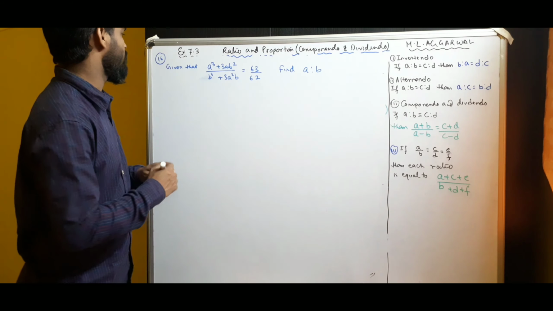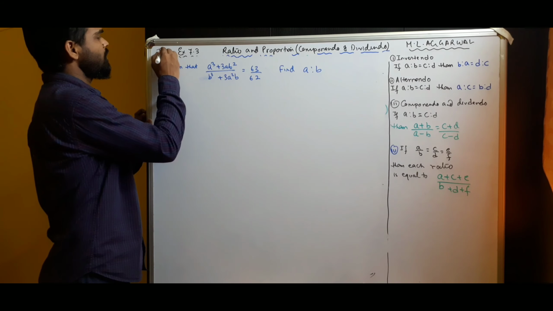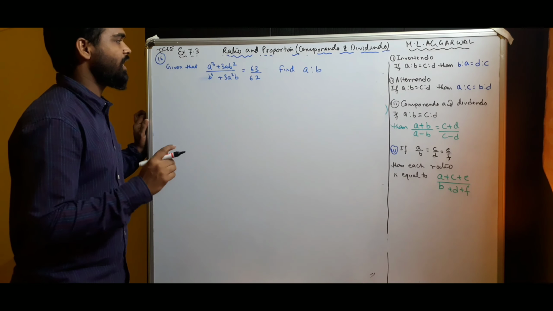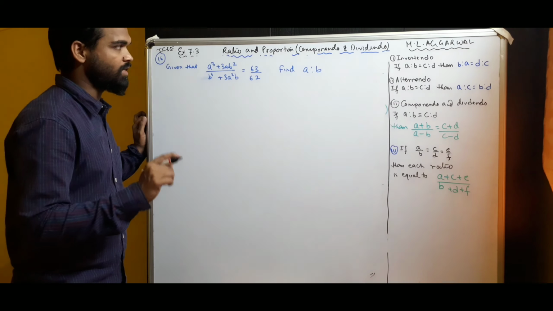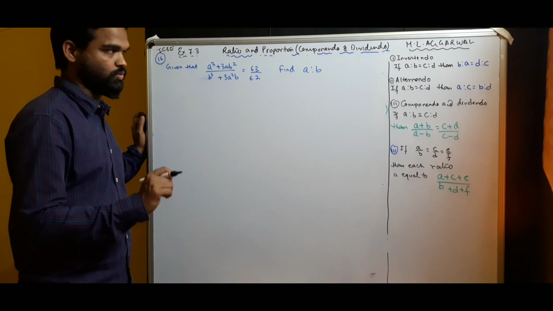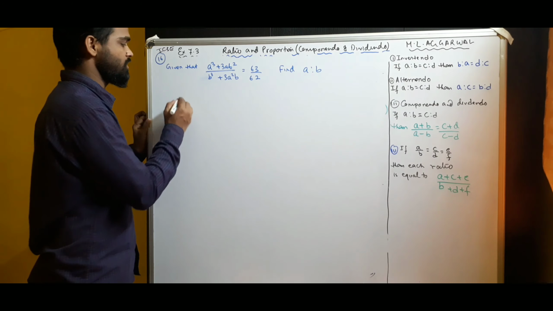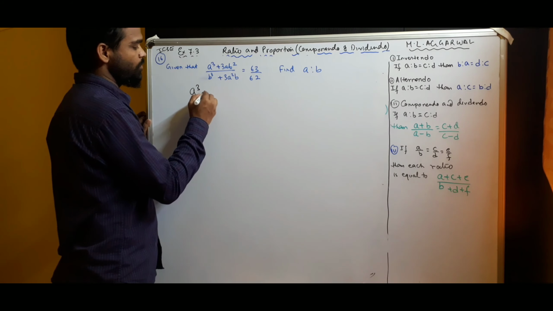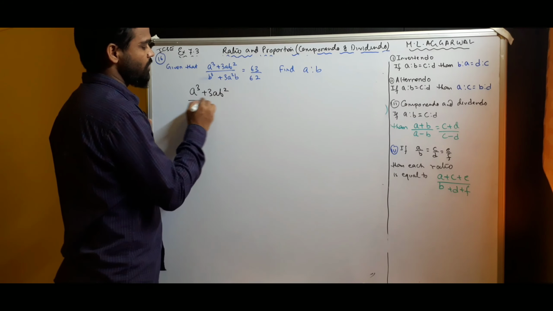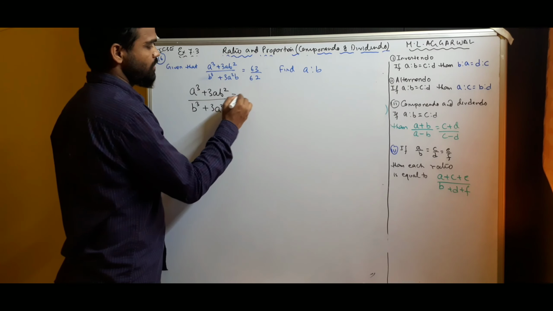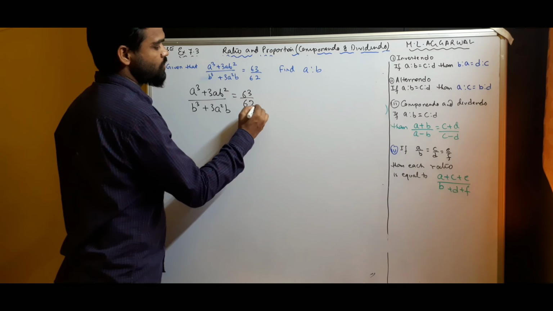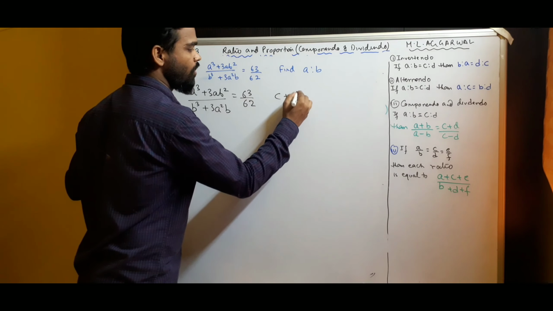Now let us look at the next sum. Look at this sum, very important. Number 16. It also came in ICSE. Given that a cube plus 3ab square by b cube plus 3a square b equals 63 by 62, find a is to b. Very easy. See what is given? a cube plus 3ab square by b cube plus 3a square b equals 63 by 62. First step only: componendo and dividendo.